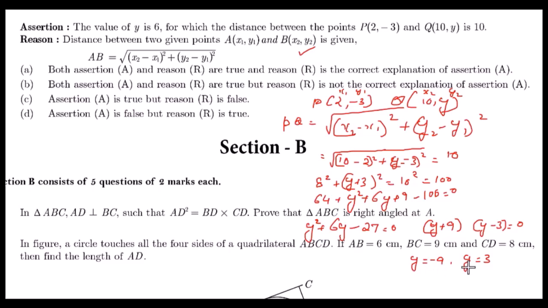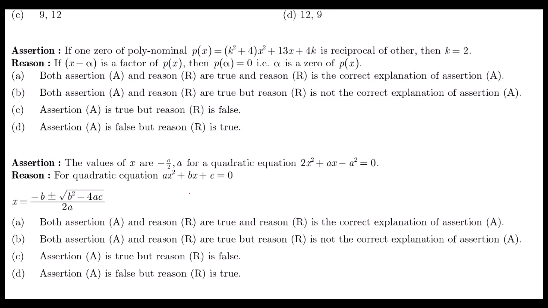So now you see this assertion. What is given? The value of y is 6. But what is the answer? Actually, there are two answers: y is equal to minus 9 and y is equal to 3. So the assertion is wrong. But the reason is correct, because we have used the distance formula, AB equal to the square root of (x2 minus x1) whole square plus (y2 minus y1) whole square. Therefore, the assertion is false, but the reason is true. So the option is D.